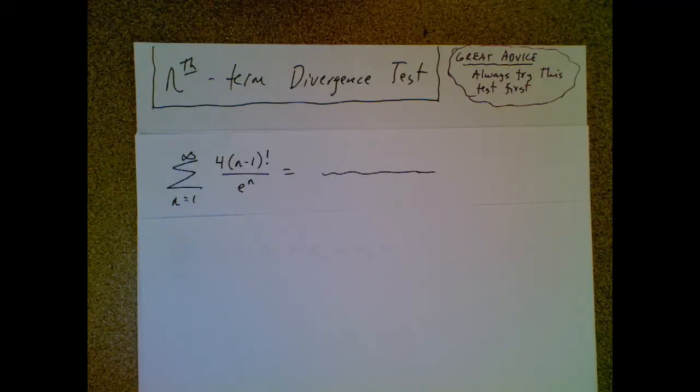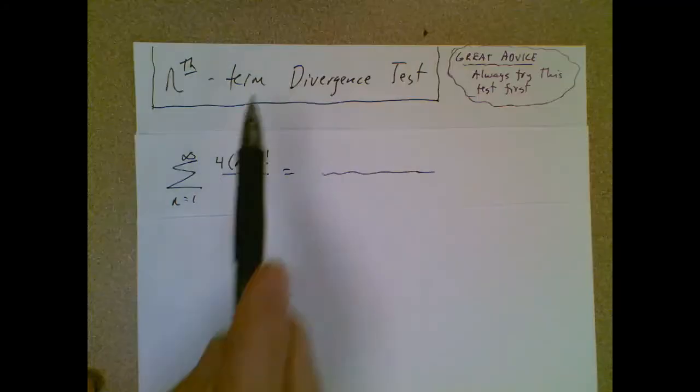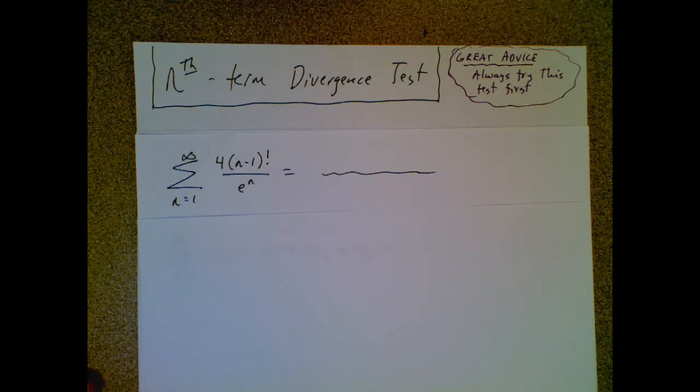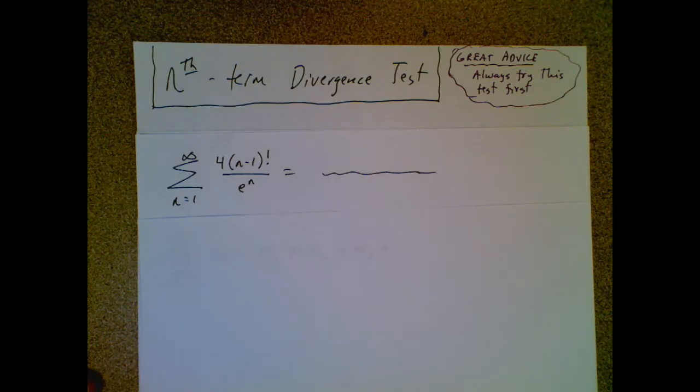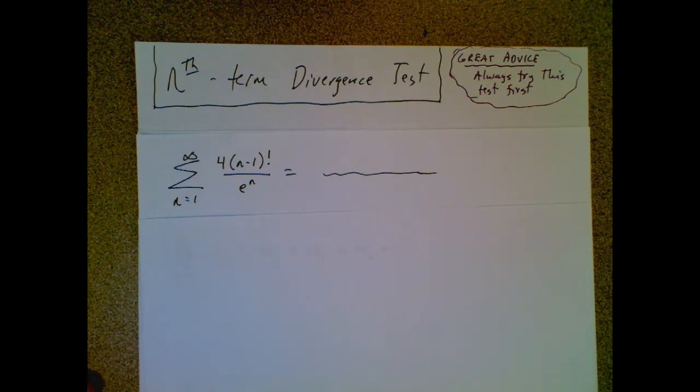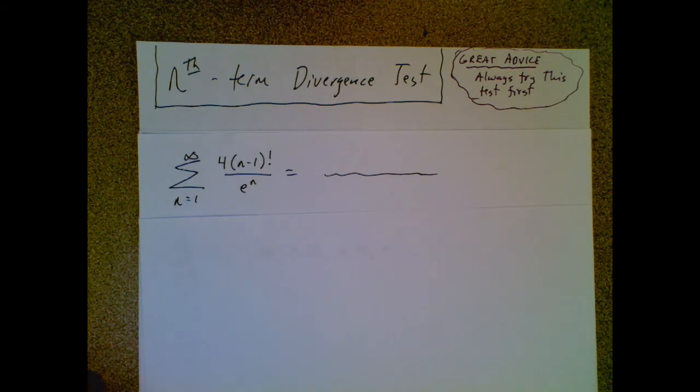Hey, the nth term divergence test. You're going to use this test or many other tests when you look at a series and you say, hey, that doesn't look like it belongs to one of the three famous families. If it doesn't involve one of the three famous families, then you've got to choose a test, or you could choose multiple tests out of this big long list that we're going to learn.